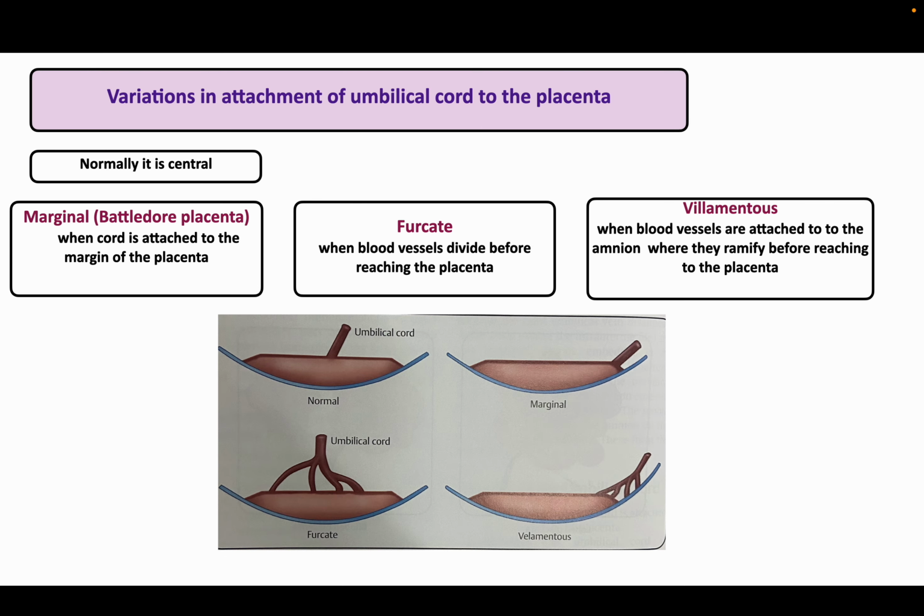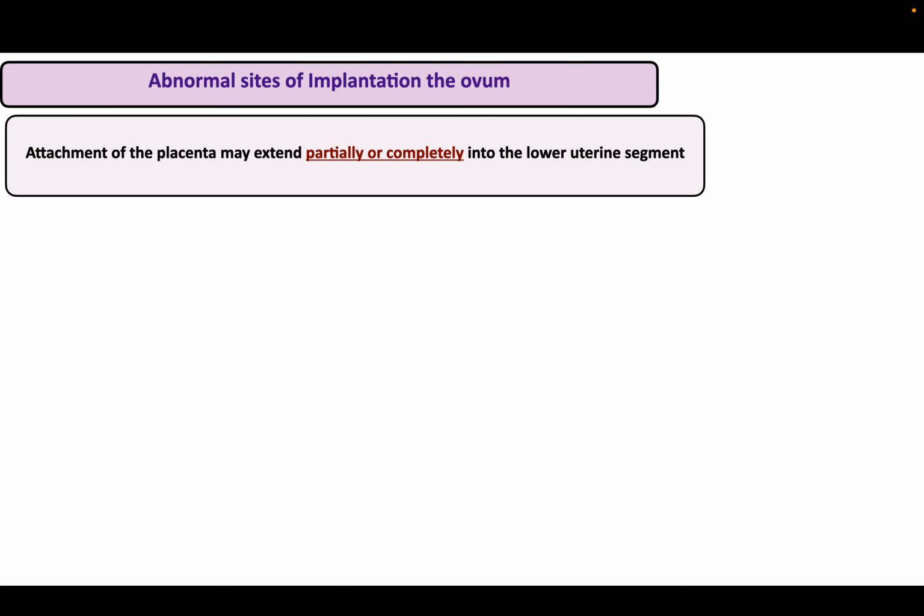Now variation in the attachment of the umbilical cord to the placenta. Normally the umbilical cord is attached in the center, but if it is attached to the margin, we call it battledore placenta. You can see here, this is normal, this is marginal. Then furcate placenta when blood vessels divide before reaching the placenta. Then filamentous placenta can be there when blood vessels are attached to the amnion where they ramify before reaching the placenta.